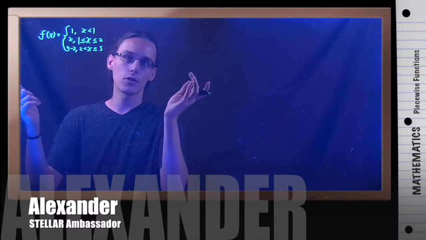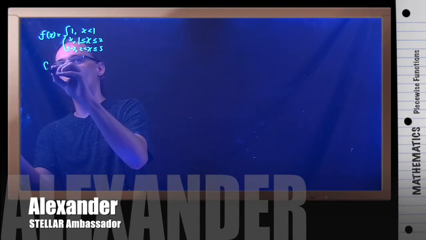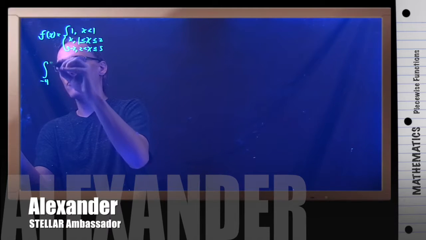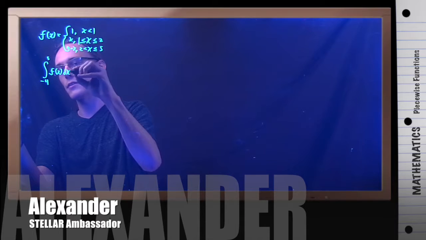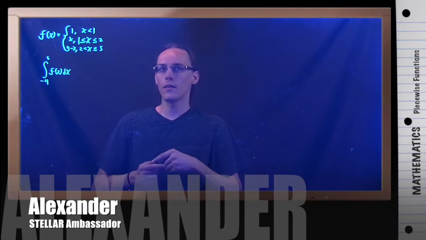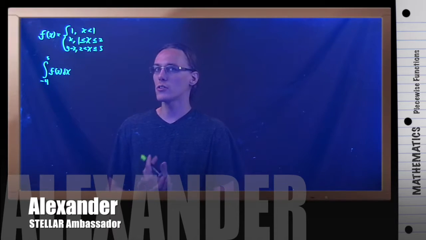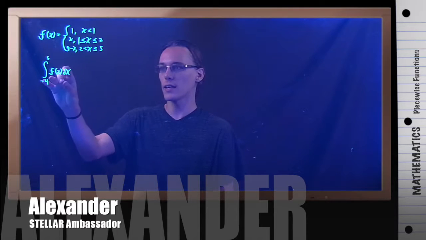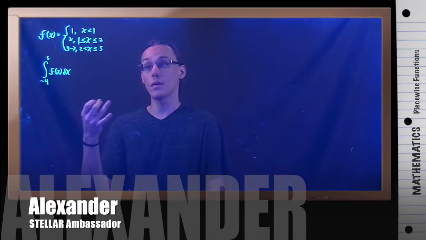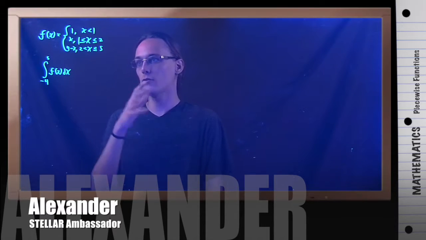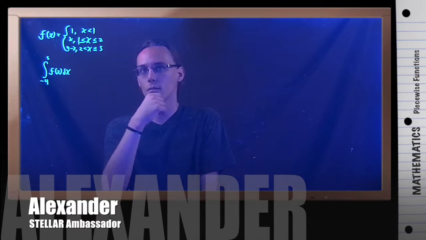Given this piecewise function, we're being asked to calculate the integral as x goes from -4 to 5 of f of x dx. Now, if you look at this, it'd be very difficult to just calculate the integral directly because we don't have a single individual function. What we have is a piecewise function, meaning there's different functions depending on what my x values are.